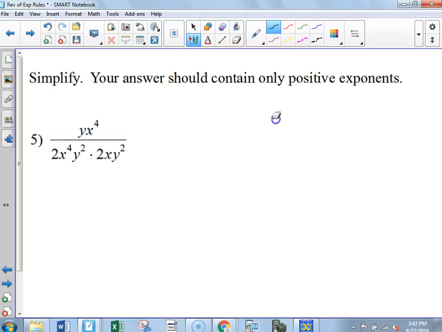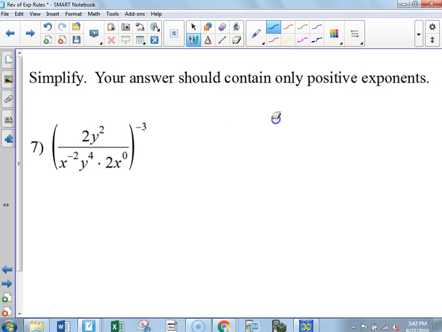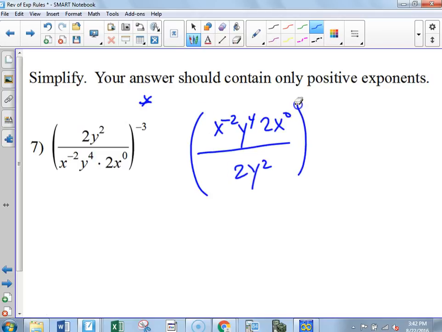The only other one that they did together was maybe number 7. We decided to get rid of this negative 3 out here by flipping the whole fraction over. So we ended up with x to the negative 2, y to the 4th, 2x to the 0, all over 2y squared, and we still had a power of 3 out there. We just flipped it to make it positive. Then I suggested we clean up the inside. An x to the 0 is just a 1. A 2 divided by a 2 is just a 1. So we have a 1 times 1, which is just 1.